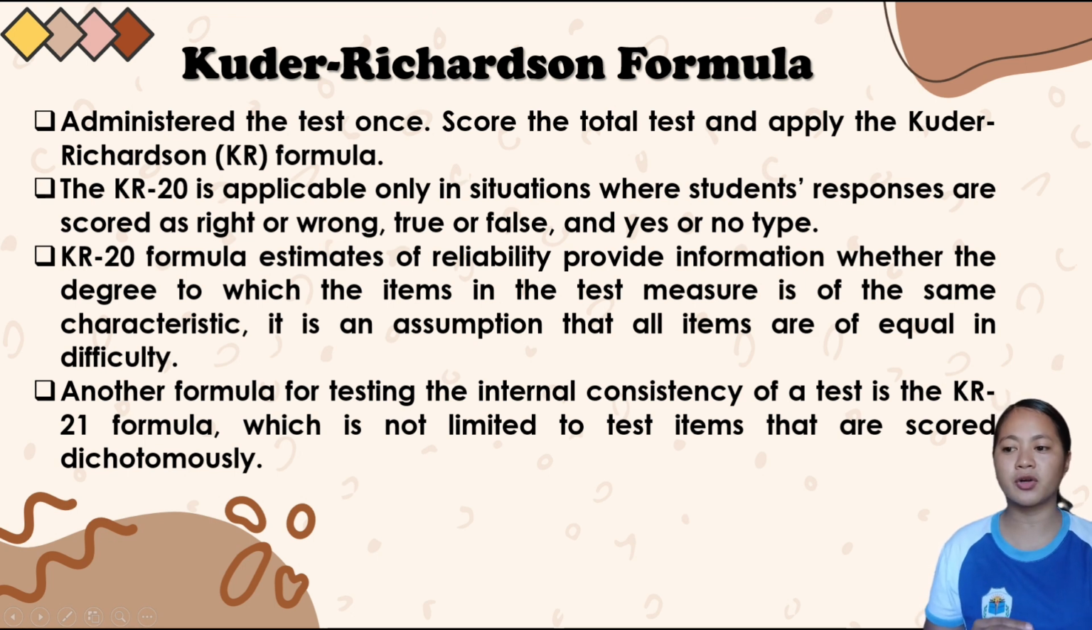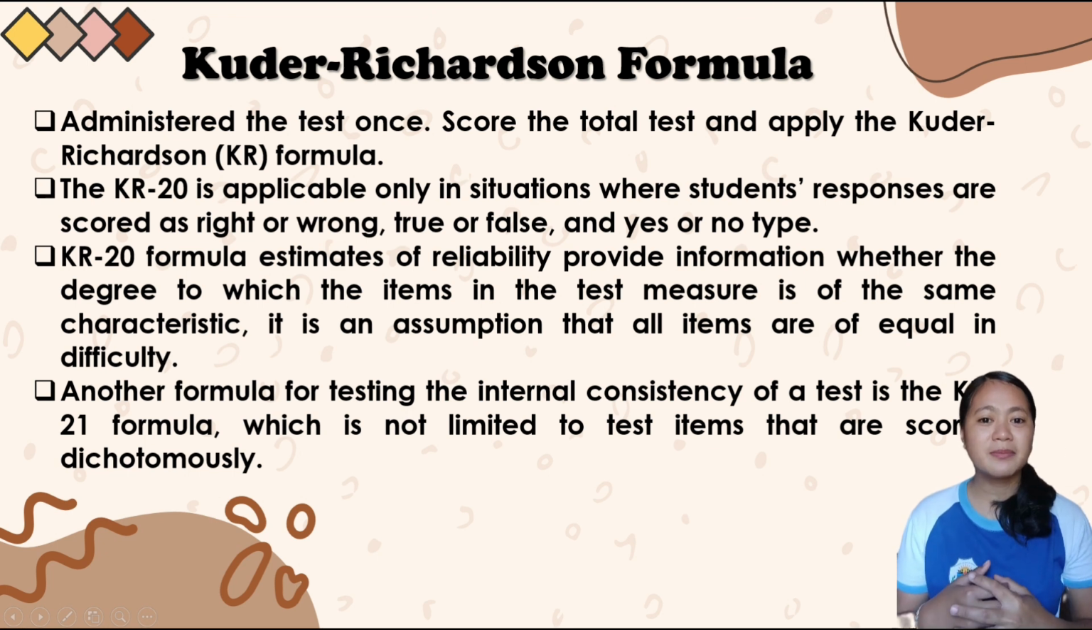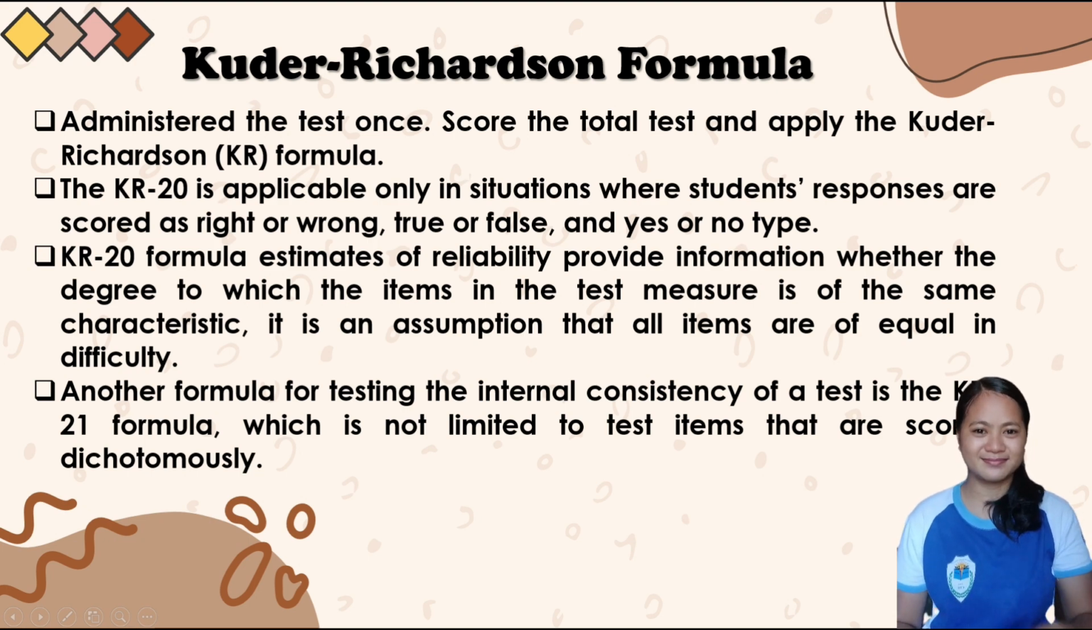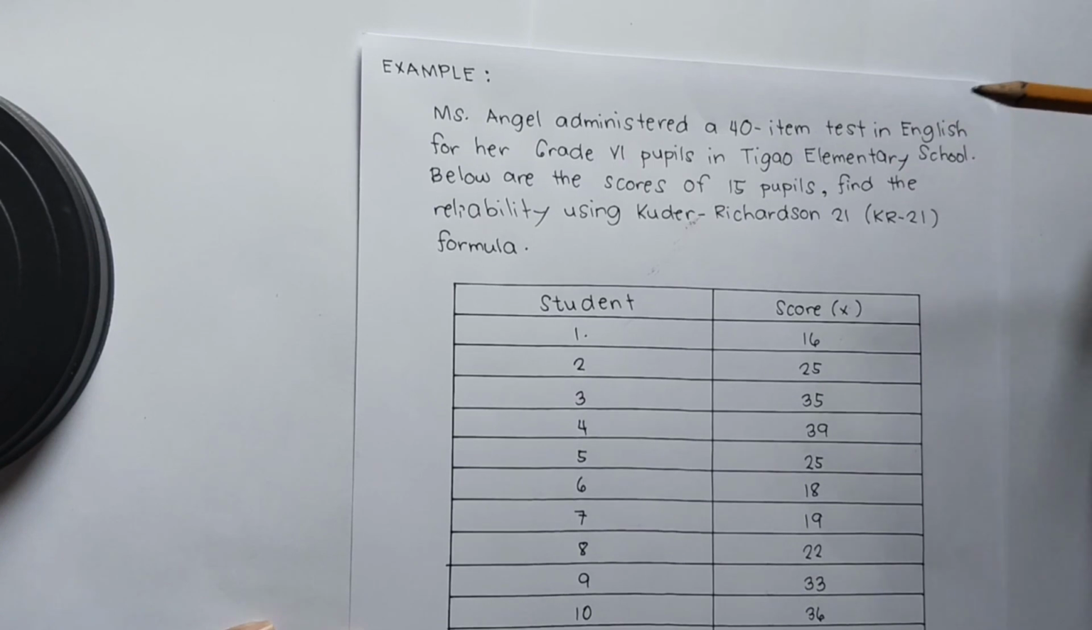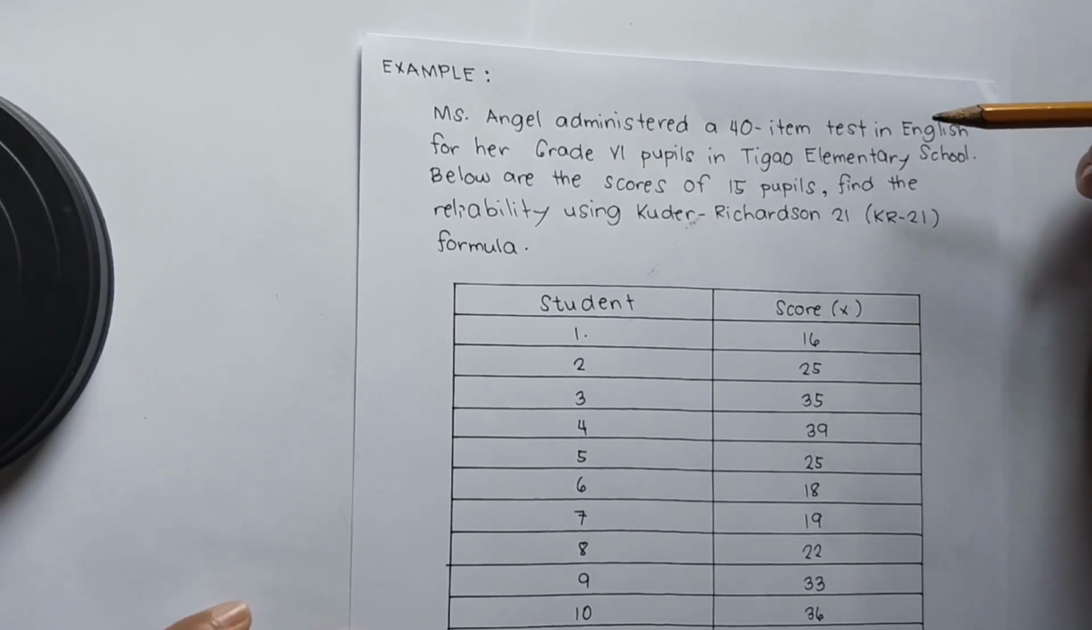And there is another formula for testing the internal consistency of the test, and it is the KR-21 formula or the Kuder-Richardson 21, which is not limited to test items that are scored dichotomously or yung yes or no type na test. At para mas maintindihan natin yung KR-20 at KR-21 formula, may mga halimbawa akong hinanda. So, ito yung halimbawa ng Kuder-Richardson 21 formula or yung KR-21 formula.